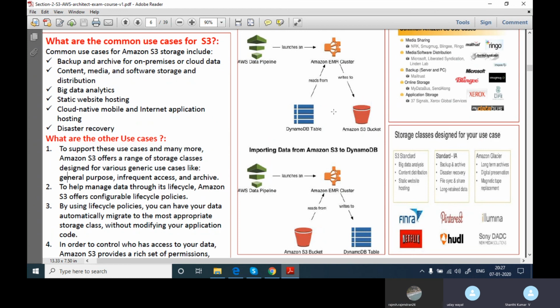But you need to go through the architecture diagrams. I have given the architecture diagrams with different roles concept also.